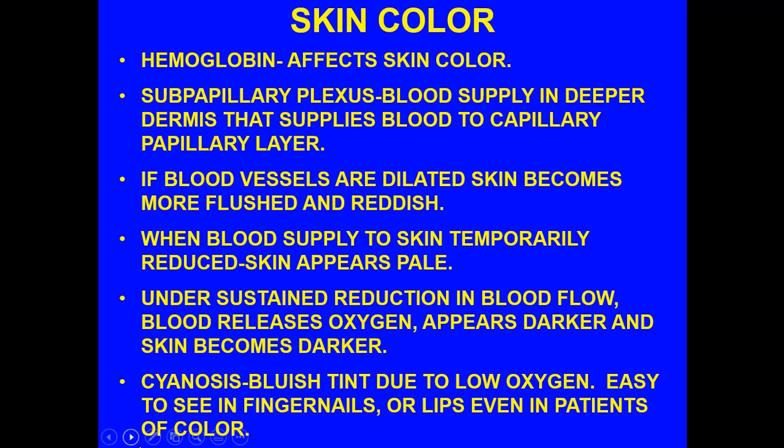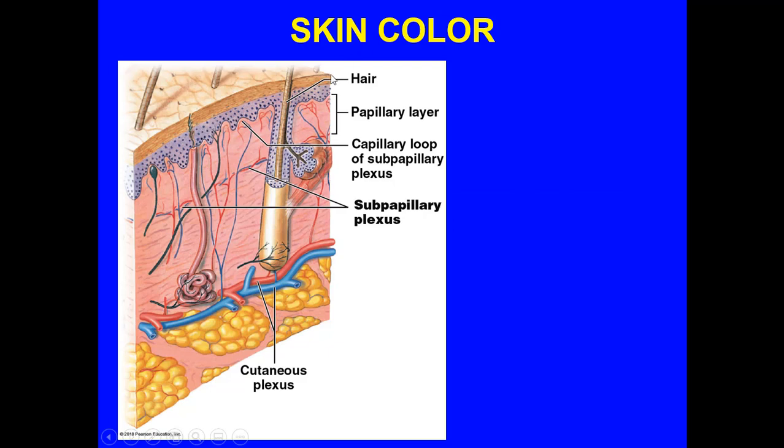Okay, moving on. Here is the hair shaft. Here is where we have all this pigmentation here. Now, some of the melanocytes will be in the bottom of this hair follicle and will account for pigmentation in the hair shaft itself. But I wanted to bring to your attention both the cutaneous plexus and the subpapillary plexus, because it is both of these that play a role in the skin color.